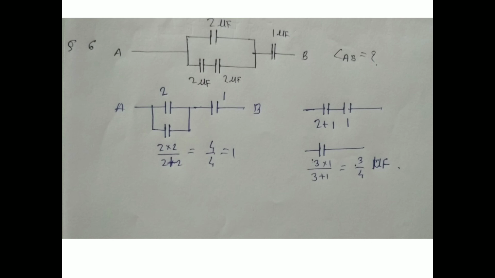So this 2 microfarad and 2 microfarad are series connected, so we will calculate the equivalent capacitance by this formula, 1 upon C equal to 1 upon C1 plus 1 upon C2. So we will get 1 microfarad. Now in this circuit these two are in parallel, so we simply add these and we will get 2 plus 1 equal to 3, and this one is in series.